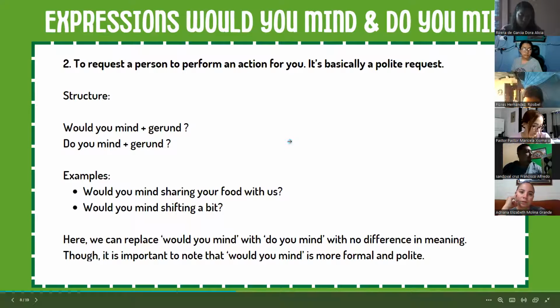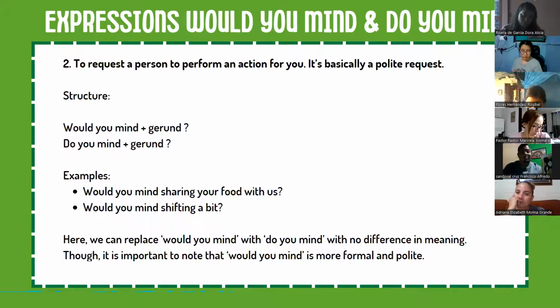Scenario number two. Para pedir un favor, when we request a favor to somebody. En el escenario número 2, there is no difference between would you mind and do you mind. Basically, it's the same. La estructura cambia. The structure changes a little bit. ¿Cómo le hacemos? Usamos would you mind or do you mind plus the gerund. When you see gerund, let's remember that the verb is ing, okay?